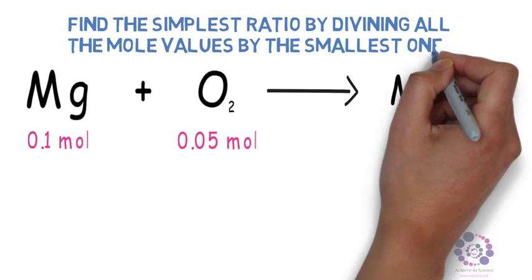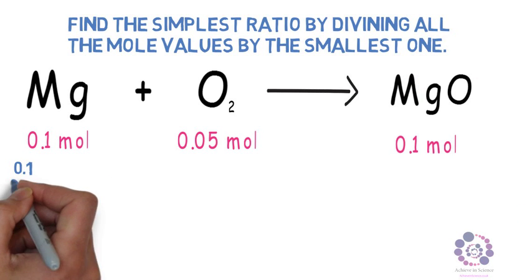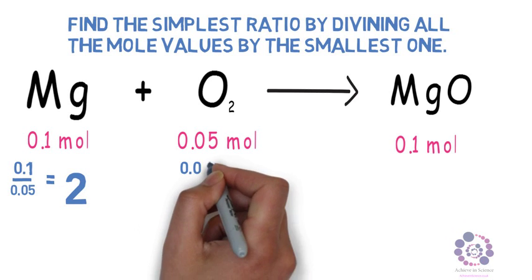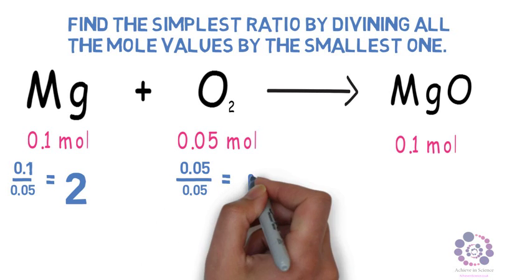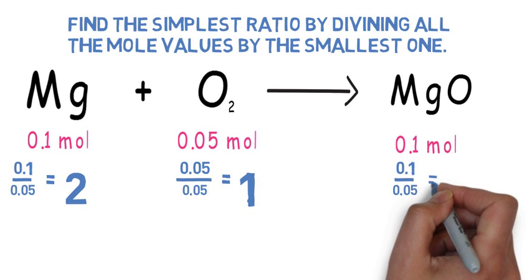Now you need to find the simplest ratio by dividing all the mole values by the smallest one. So 0.1 divided by 0.05 equals 2. 0.05 divided by 0.05 equals 1. And 0.1 divided by 0.05 equals 2.